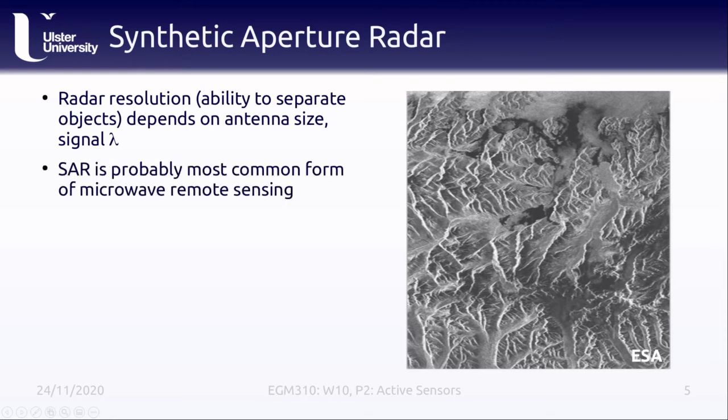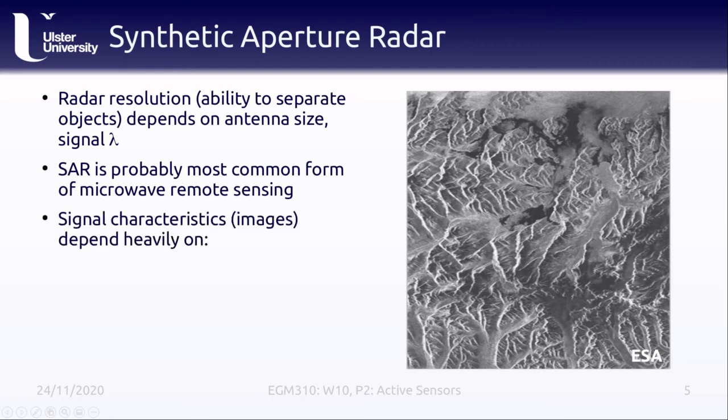SAR is probably the most common form of microwave remote sensing used, with a wide range of applications. The images that we get from a SAR sensor are quite a bit different than the kind of images you might be used to. One example shown here on the slide. Looking at this, you might be able to guess that this is an image of some mountains somewhere, but I imagine that picking out different features might be a challenge.